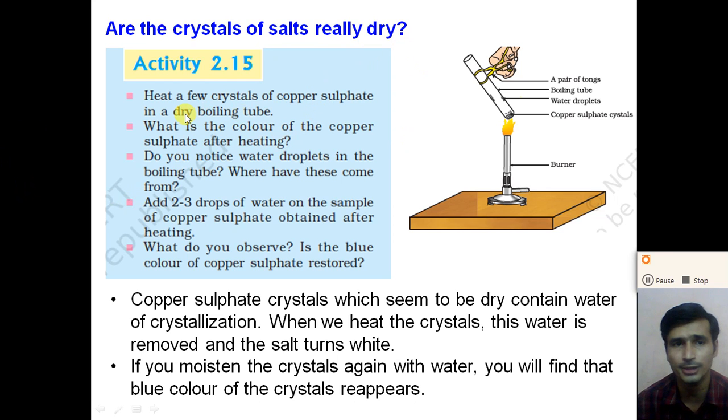So the answer to the first question: what is the color of copper sulphate after heating? When we heat a few crystals of copper sulphate in a dry boiling tube, we get water droplets on the test tube and the color of the copper sulphate becomes white. Now add 2-3 drops of water on the sample of copper sulphate obtained after heating.